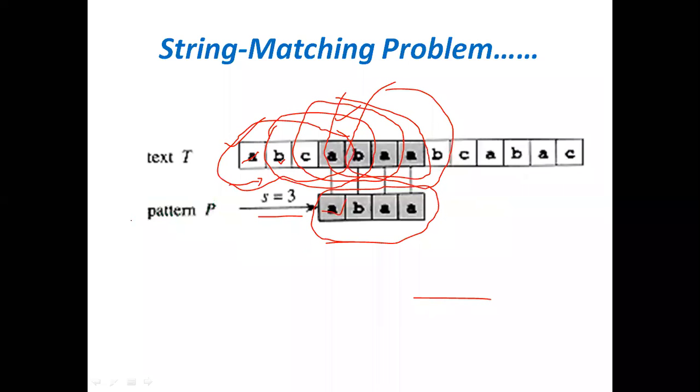For example, initially there was one shift in this text, and it was invalid because there was no match. For s equal to 2, again there is no match, so it is an invalid shift. For s equal to 3, it is a match, because there is a match. That's why it is a valid shift.